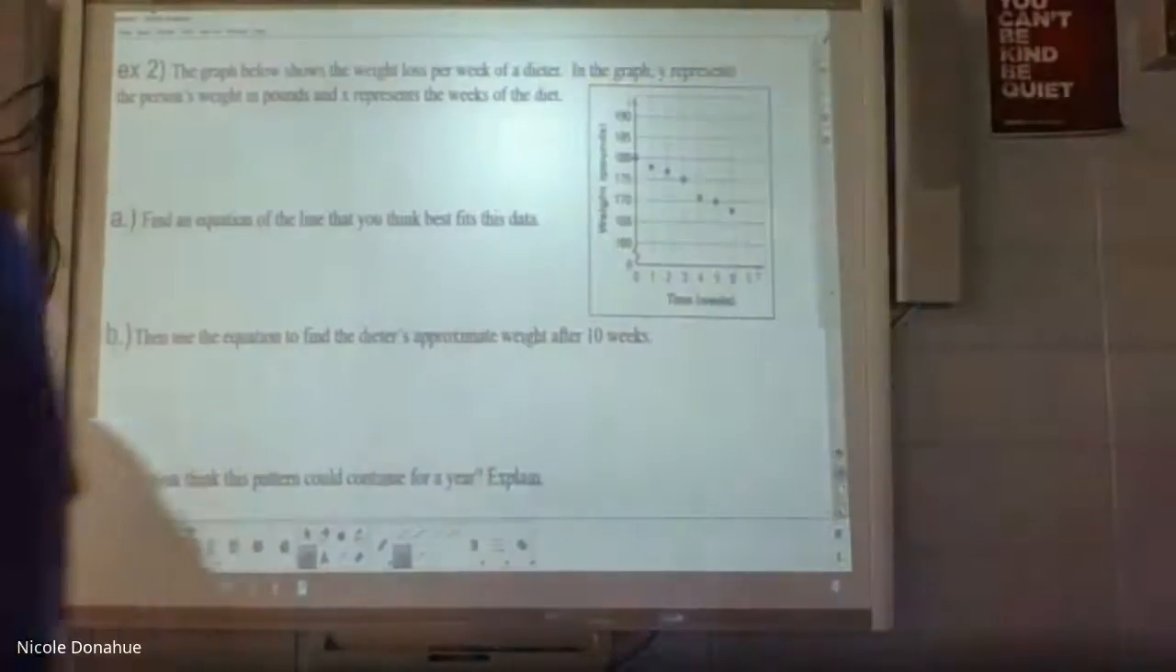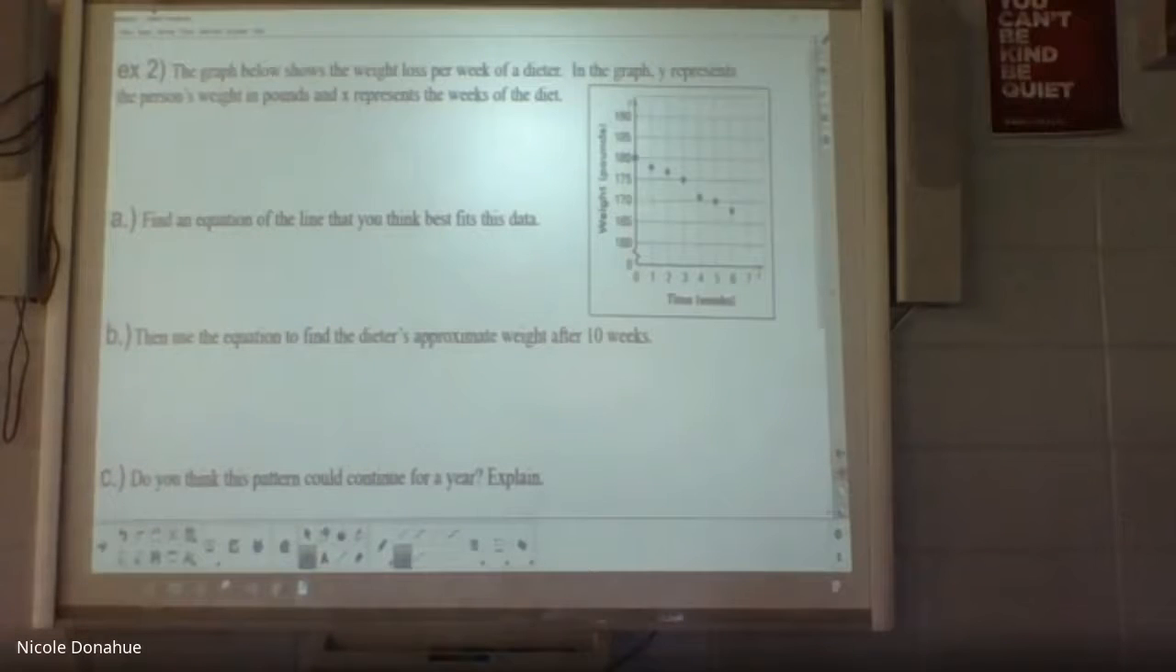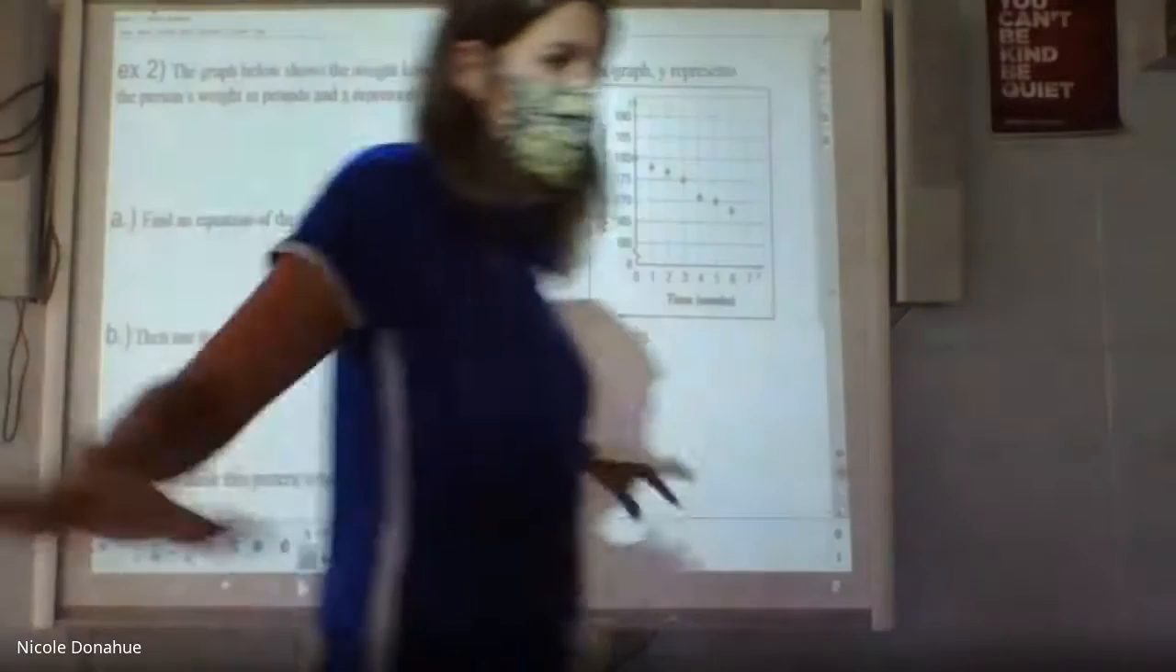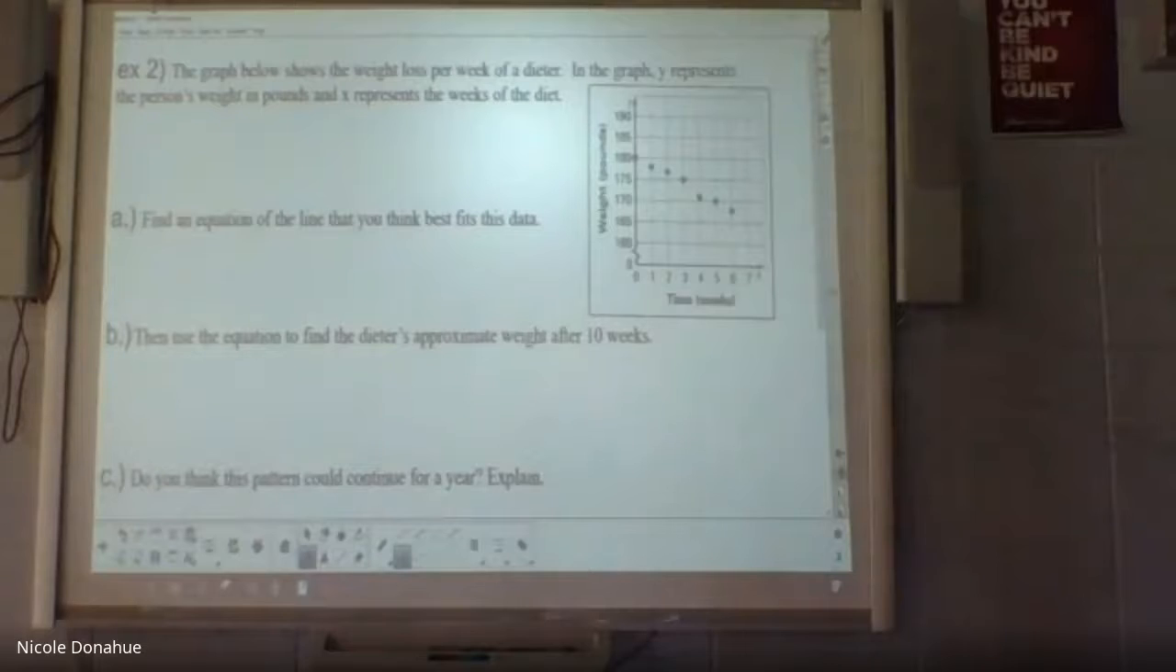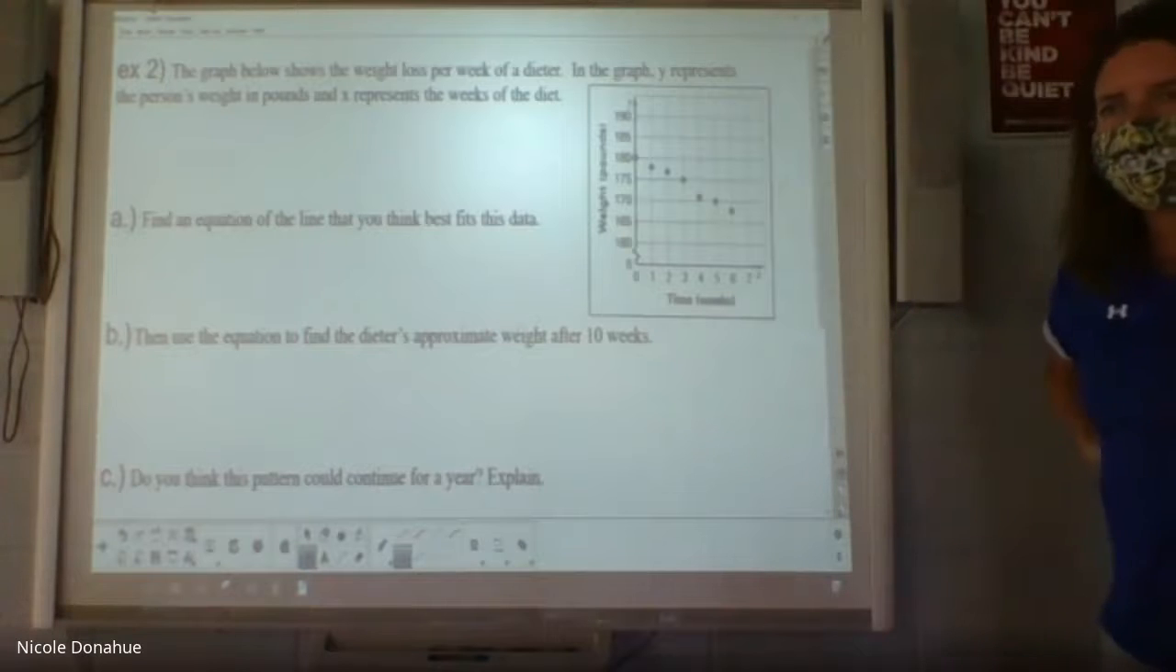Okay. So the graph below is talking about weight loss per week of a diet. First of all, by the way, I'm not saying anything about anyone's weight, or what your weight should be. Just a heads up, I'm not trying to make you think you need to lose weight. So that's my disclaimer here.